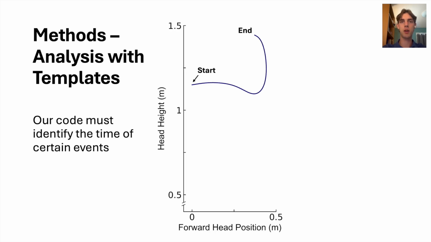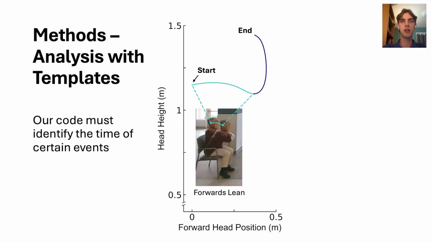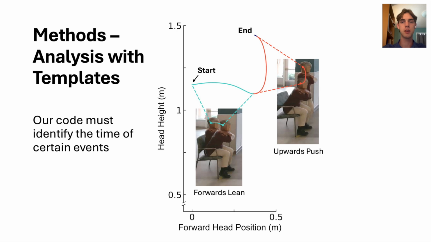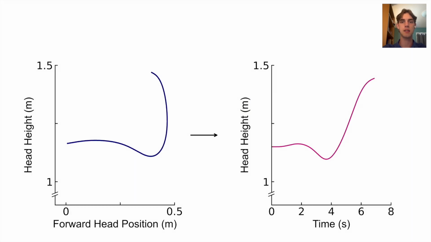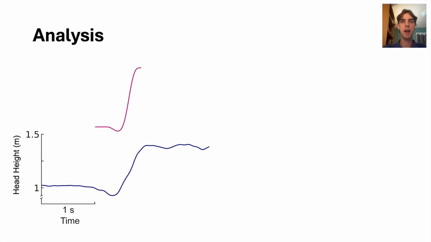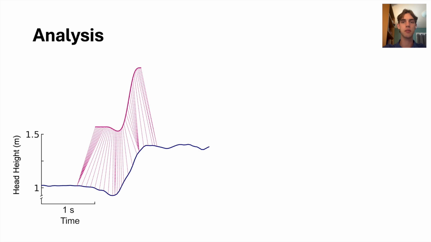This is the forward and upward head path of the motion. There are 2 parts, a lean forward and a push up. We take this path and focus on head height as time passes. Again, there's a dip with the lean forward and rise with the push up. My code matches this template to a trial using dynamic time warping, a technique that squishes or stretches the template to find when it best matches the trial.